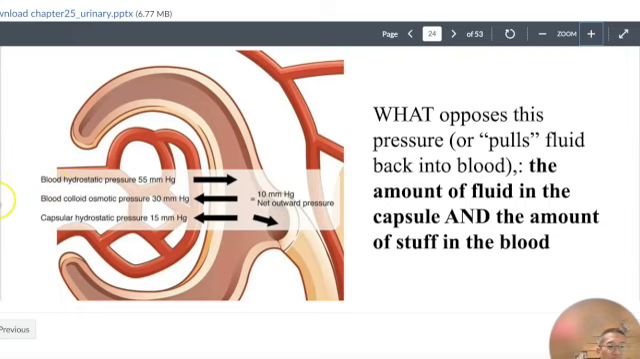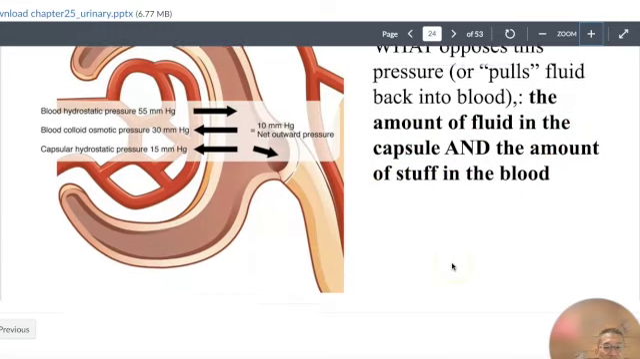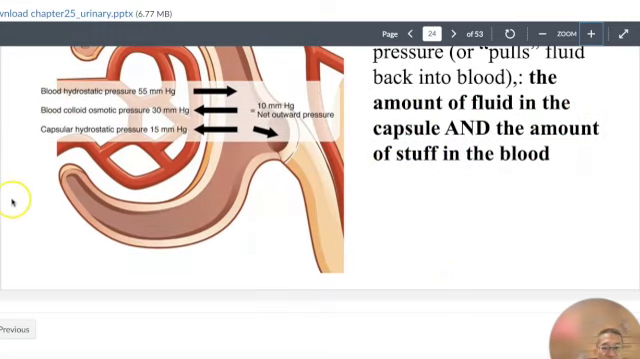So there is blood hydrostatic pressure, osmotic pressure, and capsule hydrostatic pressure. Roughly the net is 10 millimeters of mercury. What opposes is the pull of fluid back into the blood, the amount of fluid in the capsule and the amount of stuff in the blood. Blood hydrostatic pressure is the one pushing through. Osmotic pressure is the opposite of it. And then the capsule hydrostatic pressure is the pressure inside the capsule.